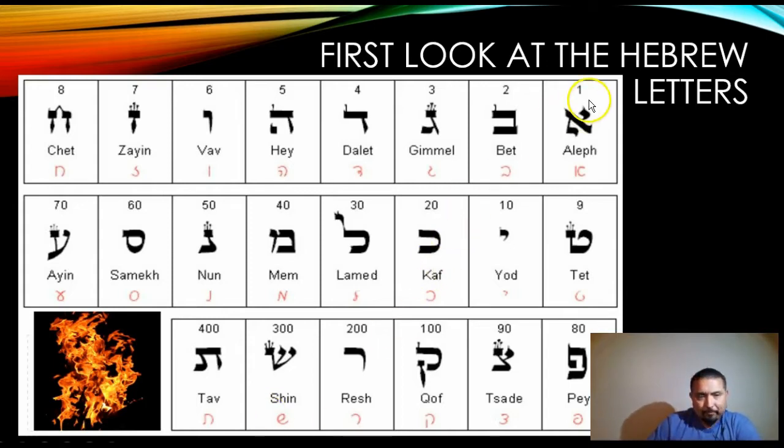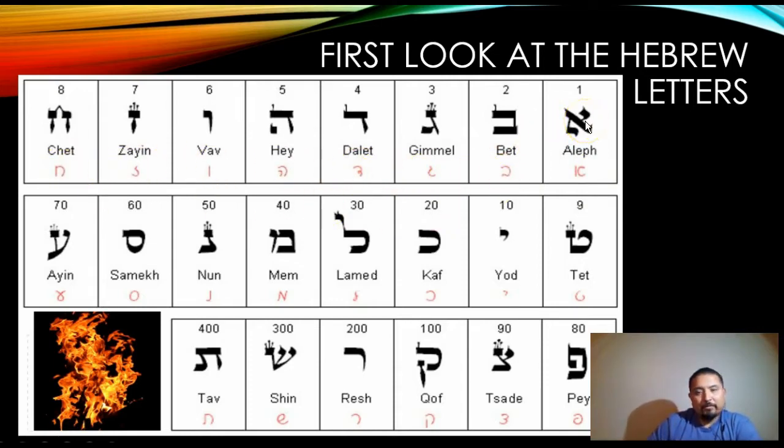And if you notice that the first 10 are numbered 1 through 10, and then the second set goes from 20 to 90, and the last set goes from 100 to 400. And all the numbers have great meaning. All the letters have great meaning. And if you see below here, these are the script, like what we call cursive writing. Okay, well they actually have a type of writing like that as well.